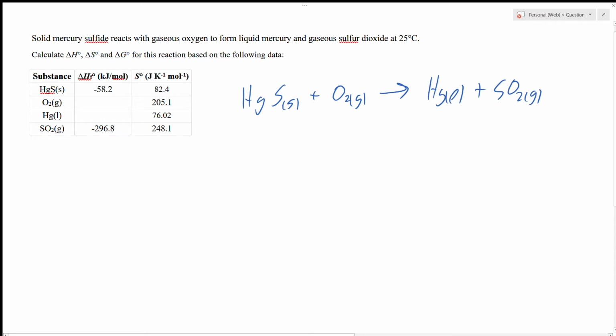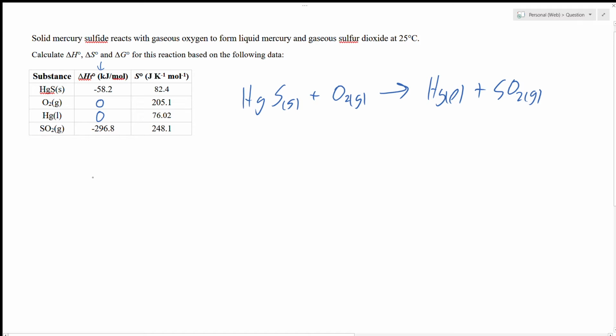Now, we're given some data here, some heats of formation. We have heats of formation of mercury sulfide and sulfur dioxide, but we don't have a heat of formation of oxygen gas or mercury liquid. The reason for that is that they are pure elements in their most thermodynamically stable state. So oxygen is going to have a heat of formation of 0, and mercury is also going to have a heat of formation of 0.